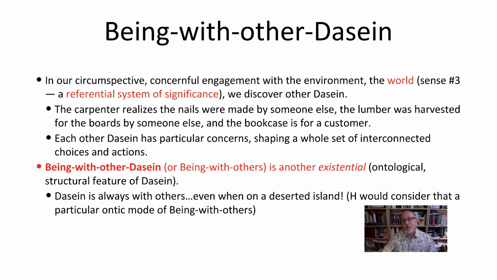These are wonderful insights that Heidegger makes. Remember the one we talked about, the book can't touch the table, the chair can't touch the wall. Touching is about an encountering that's only possible with a certain way of being that Dasein has and nothing else does. Same thing here. Dasein is always with others, even on a deserted island. He would say if you were by yourself on a deserted island, that would be a particular ontic, existential mode of being with others, a way to manifest your being with others.